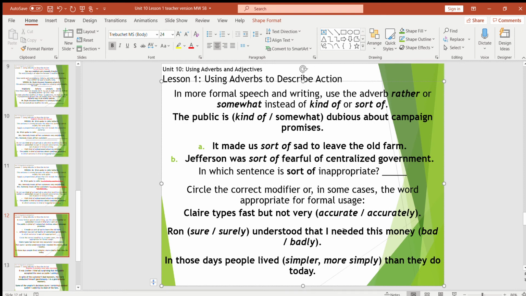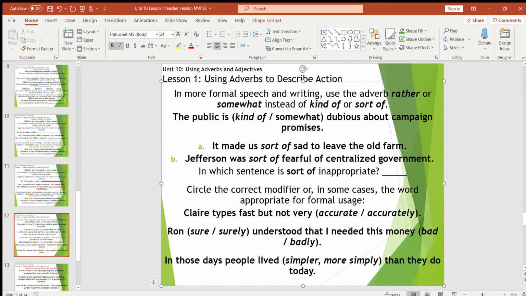Alright, so these two words, one way or the other, are going to be modifying what word? The verb types. Okay, so how does she type? Since it's a verb, you have to go with the adverb form accurately. Ron sure or surely understood that I needed this money bad or badly. So remember, if it's describing understood, you go with the adverb form surely. So Ron surely understood that I needed this money. I needed it badly. Because verb, adverb.